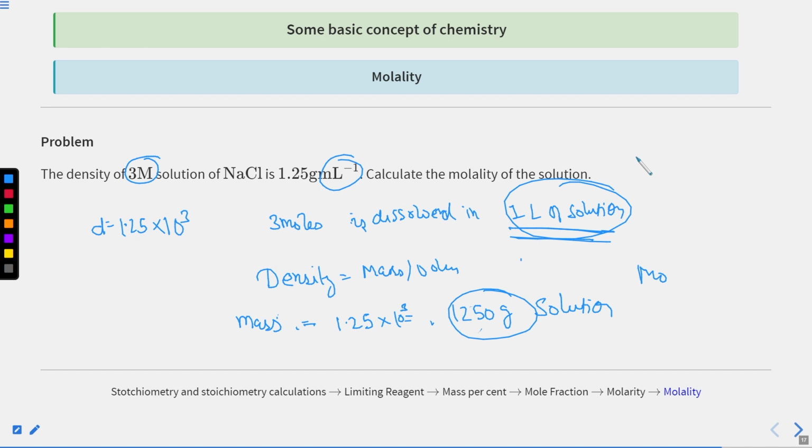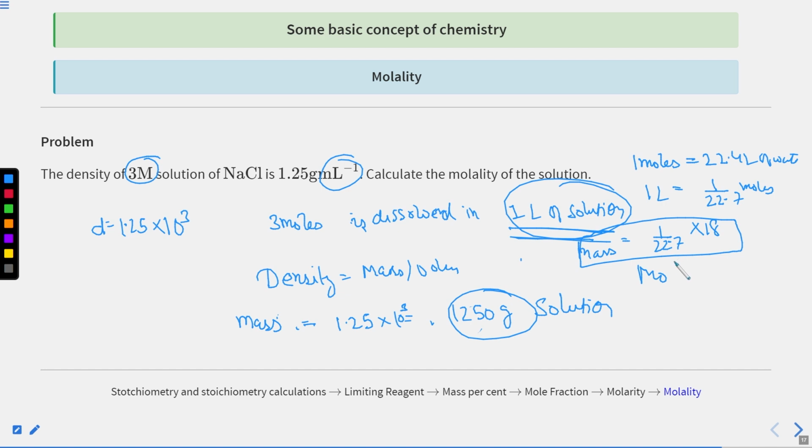So we know that 1 mole contains 22.4 liters of water. Did we know it? Yes, from our law. So in 1 liter, how many moles will be present? 1 by 22.4 moles will be present. Now in 1 mole, if 18 grams is present, then in 1 by 22.4 moles, how many grams? That is multiplied by 18. That would give you the mass of water that is present in 1 liter of solution.